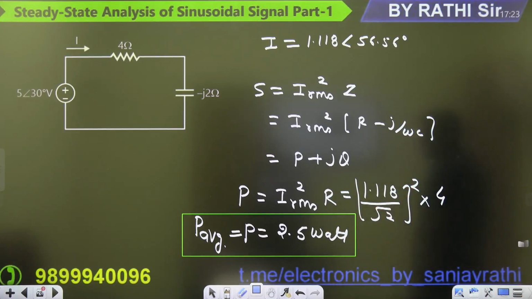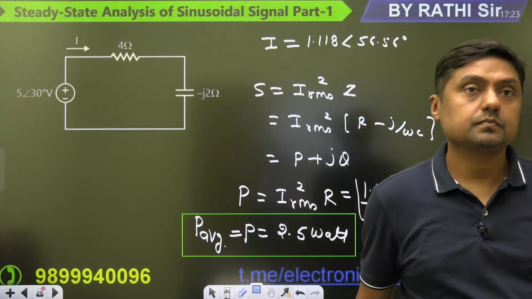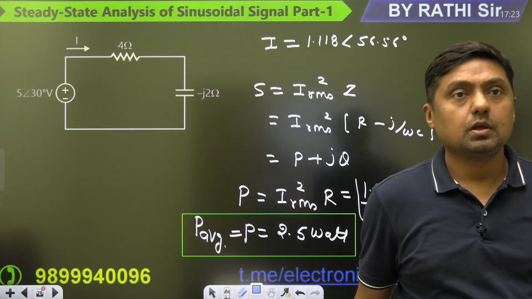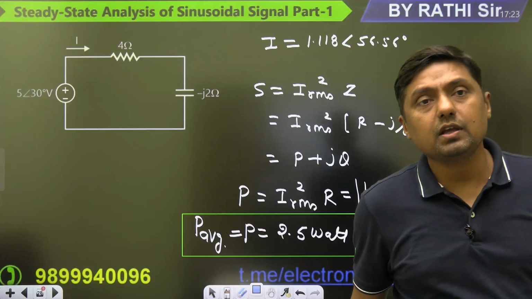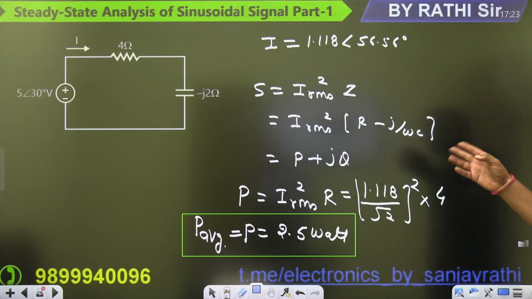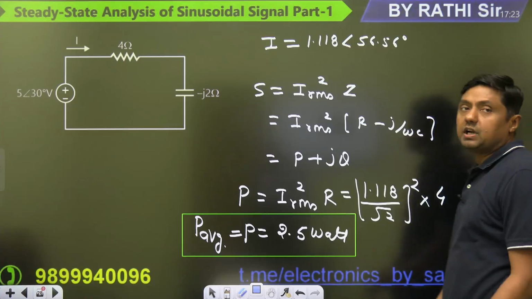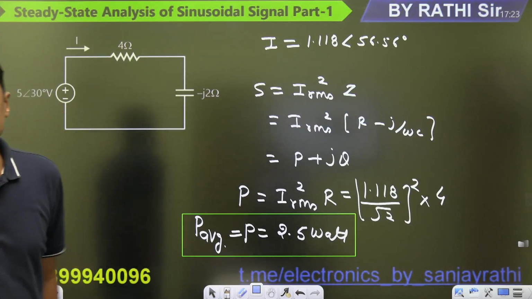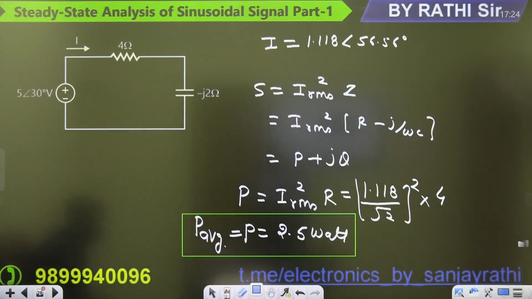So whatever average power the battery has given is consumed. That imaginary part of the angle, why is it capacitive, that's why we are getting it. Suppose the circuit is inductive, then is the imaginary part positive or negative? It is a capacitive circuit and that's why we are getting the negative value. We have solved only one question.